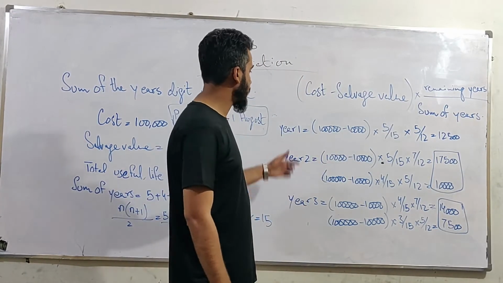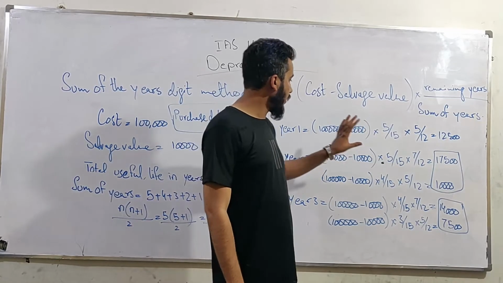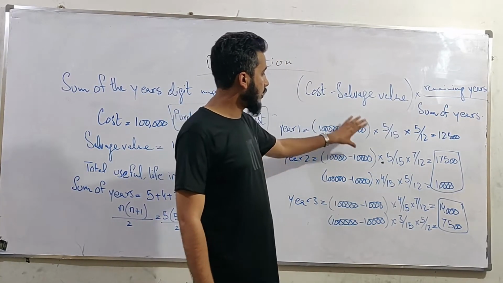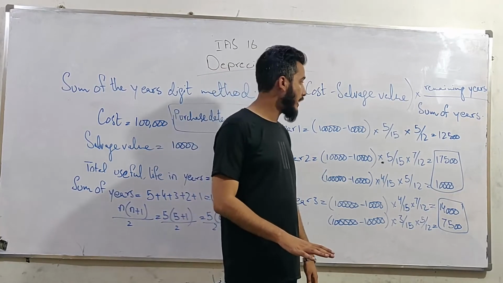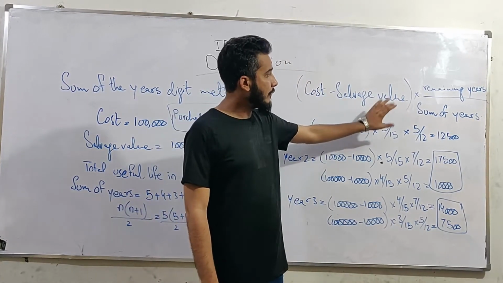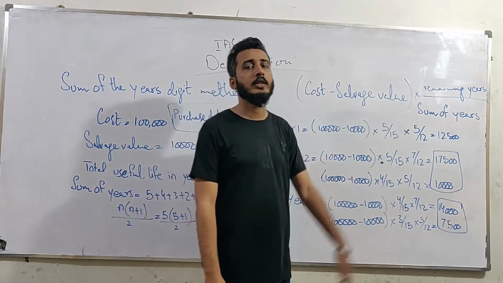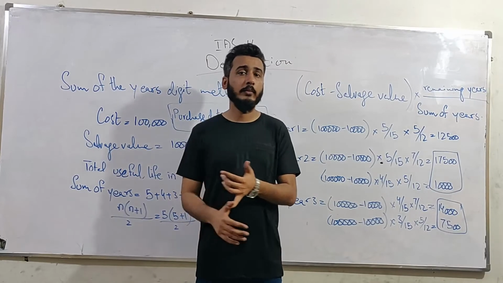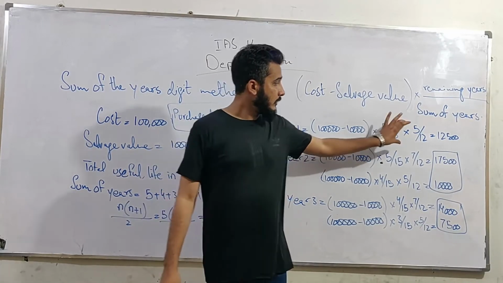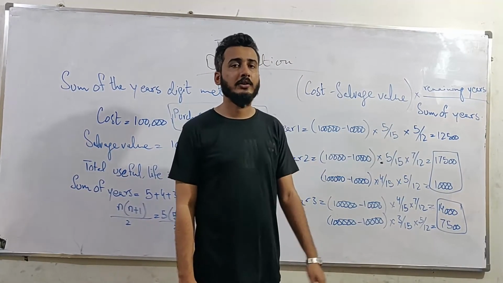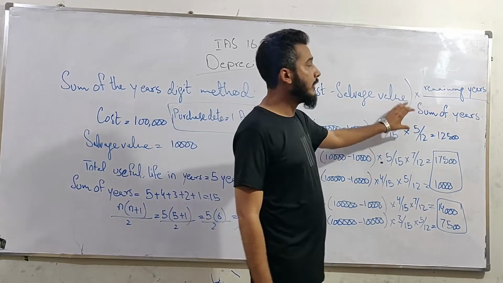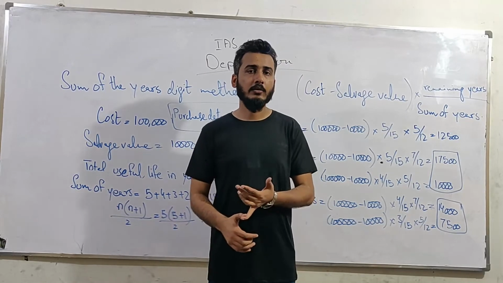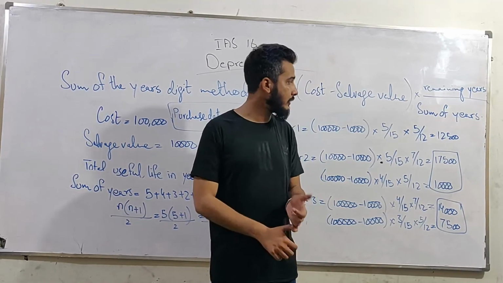What will be that? In year 1, while calculating the machine depreciation, we have the cost minus salvage value, same as before, multiplied by the remaining years. The remaining years shall remain the same, as we are standing in year 1, and the remaining years are 5, divided by the sum of years, that is 15, multiplied by 5 months, because the company produces accounts on 31st December, assuming that.